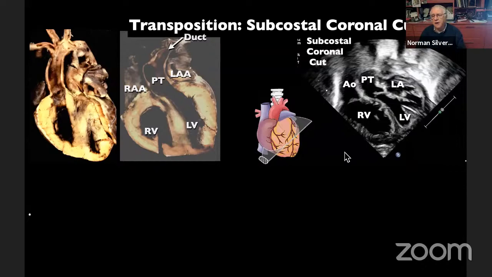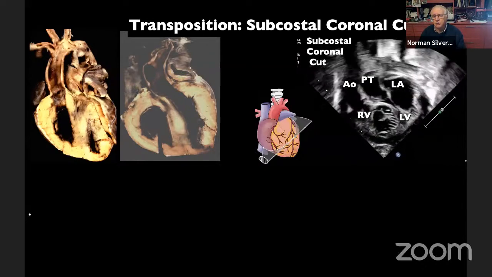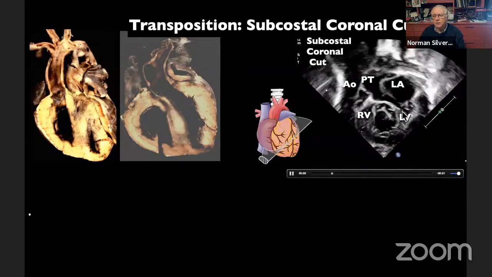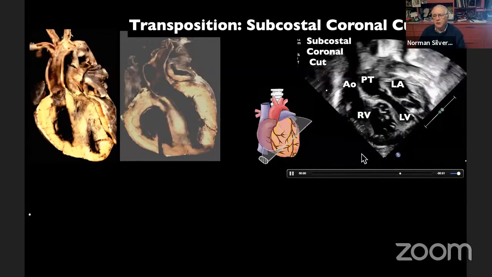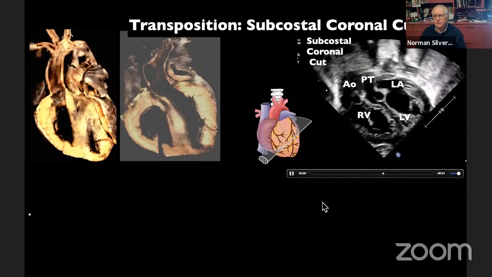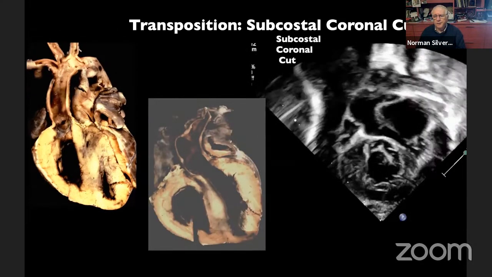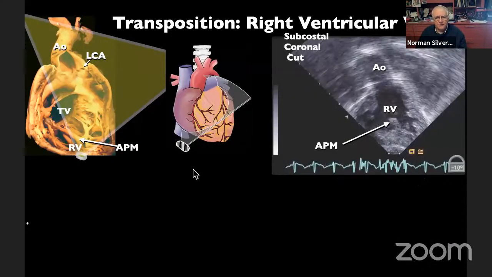And the echocardiogram shows this as well in motion. And you see the right ventricle connected to the aorta, the left ventricle connected to the pulmonary trunk, with a little left atrium posterior to this. If we cut very anteriorly, we only get through the right ventricle.